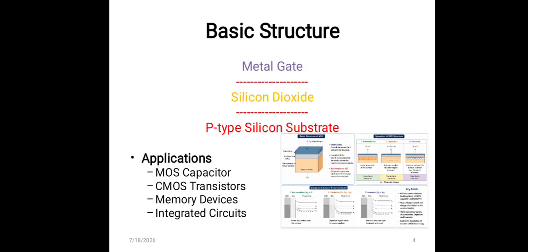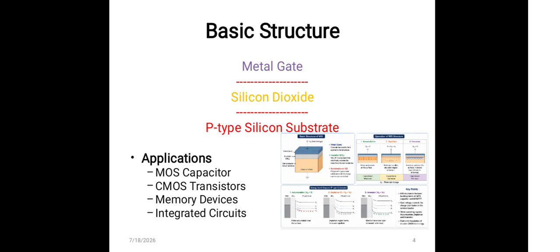semiconductor transistors. Let us go on with the basic structure of the MIS arrangement. From top to bottom, we have the first layer as the metal gate, the second layer as the oxide layer, made up of silicon dioxide, and the p-type silicon substrate. This simple structure is used in many electronic devices.